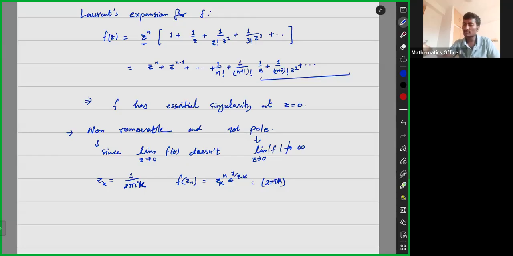So f of z_k is 1 over 2 pi i k to the power n, times e to the power 1 upon z_k, and putting in z_k, that is e to the power 2 pi i k. From here, this is a constant. It is some c times k to the power n. This goes to infinity. So for one sequence, we get that it goes to infinity. If we take a different sequence, it will go somewhere else.